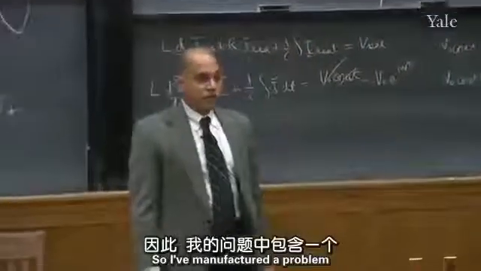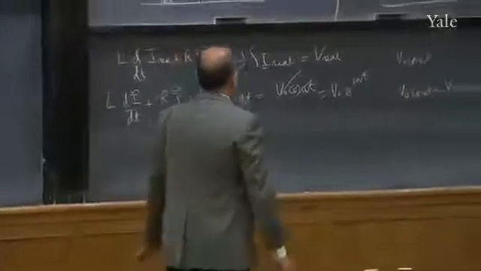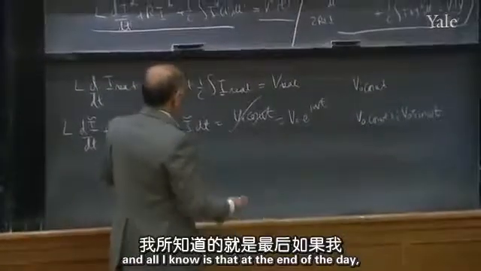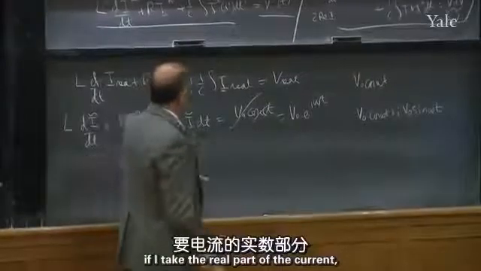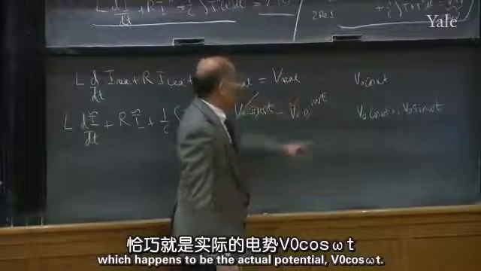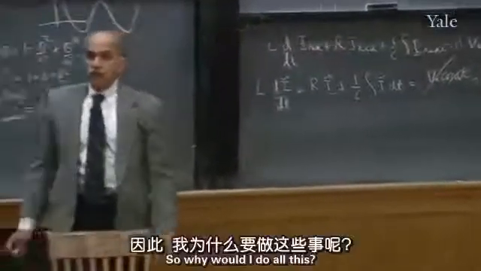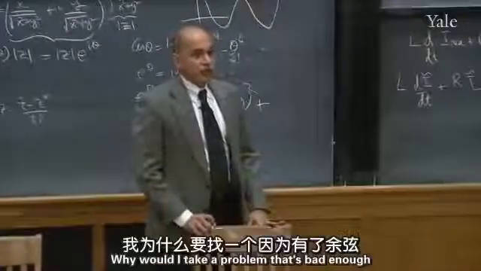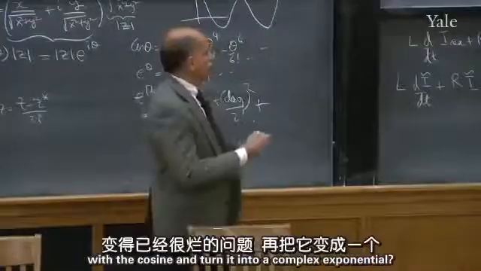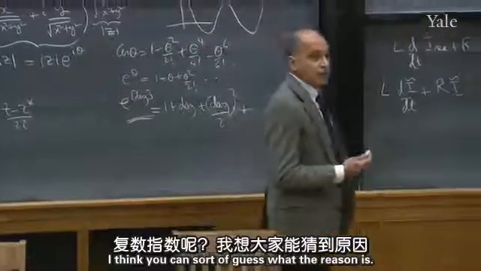So I've manufactured a problem with an unphysical complex voltage, and all I know is that at the end of the day, if I take the real part of the current, I'll get the answer to the real part of the potential, which happens to be the actual potential, V naught cos omega t. So why would I do all this? Why would I take a problem that's bad enough with the cosine and turn it into a complex exponential? I think you can sort of guess what the reason is.